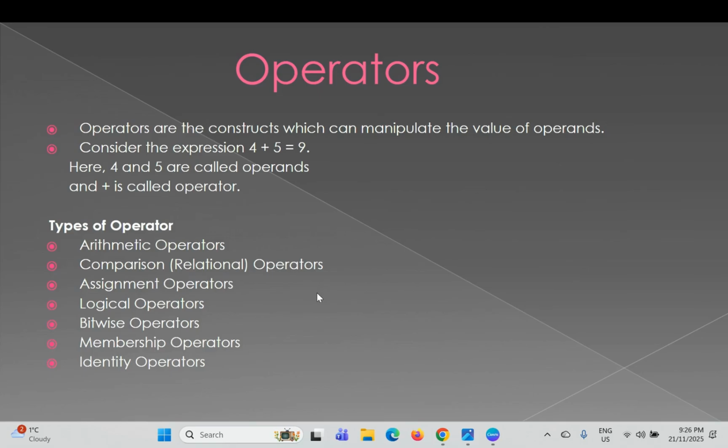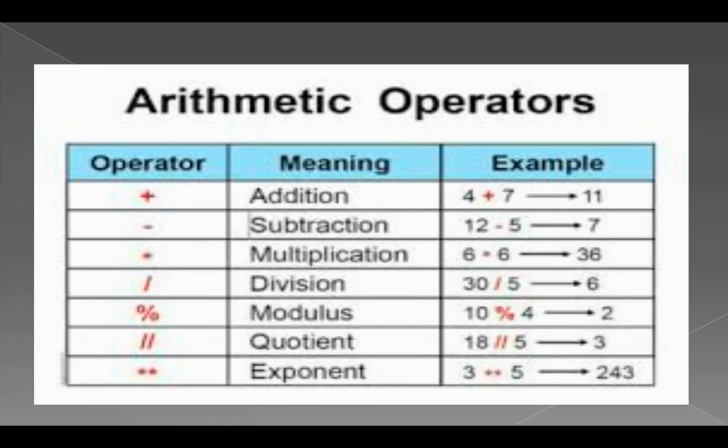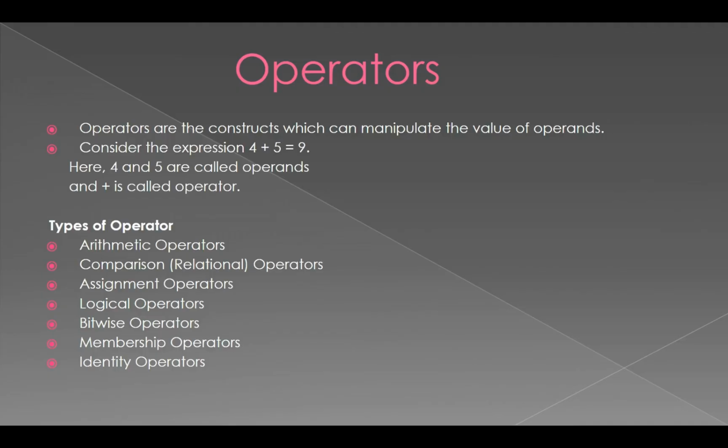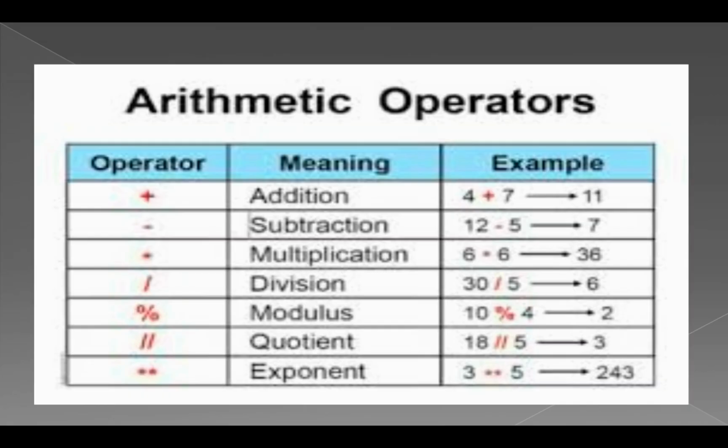And in Python, we have different types of operators, for example, arithmetic operator, comparison, which is also known as relational operator, assignment operator, logical operator, bitwise, membership, and identity operator. Mainly we will first explain every operator, and then we will see how to use them. Okay, so we will start with the arithmetic operator.